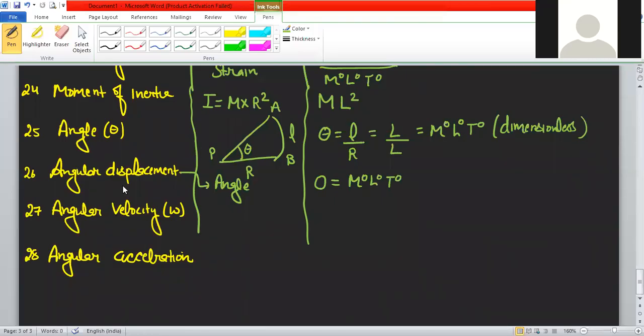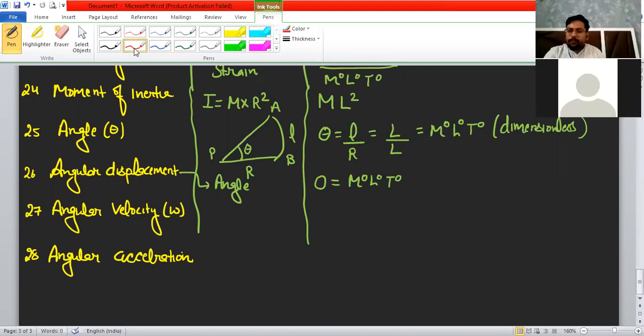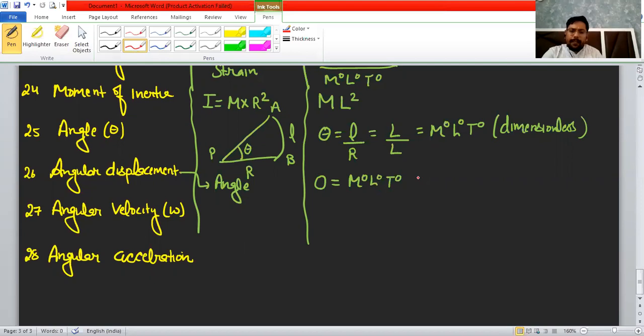So अब यहाँ पे m0 l0 t0 आ गया था हमारा. This means angle is also a dimensionless quantity, but it has units. Its unit is radians.